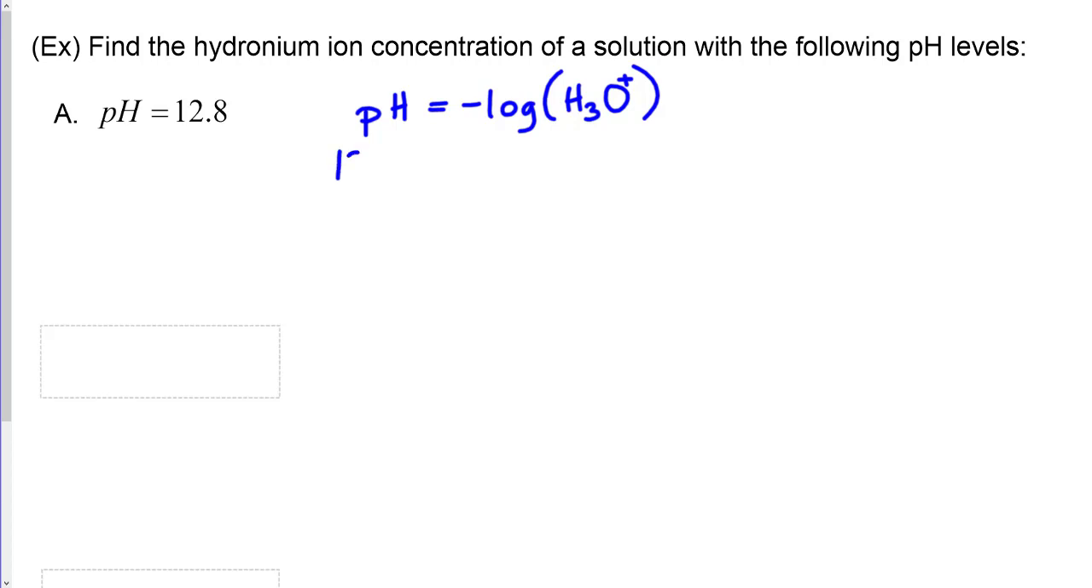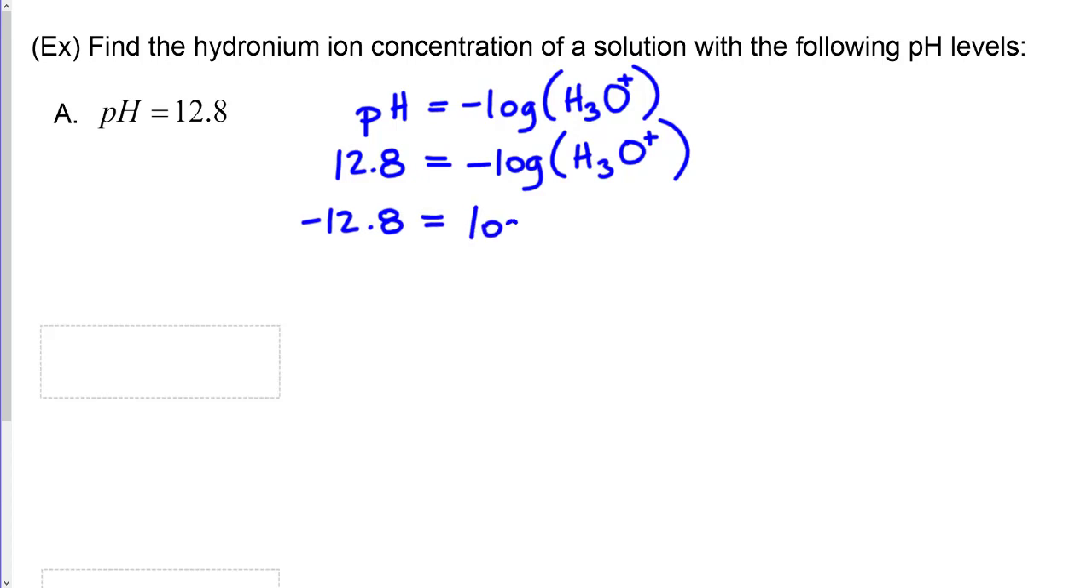We know that the pH level is 12.8, and that's supposed to equal the negative common log of the hydronium ion concentration. So the thing we're trying to solve for is in the argument of the logarithm. To get that out of the argument of the logarithm, we need to change this into the exponential equivalent of this statement. Before we can do that, I need to divide both sides by that negative. So negative 12.8 is equal to the common logarithm of the hydronium ion concentration.